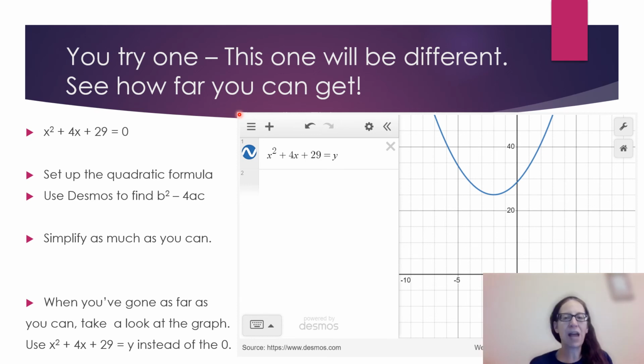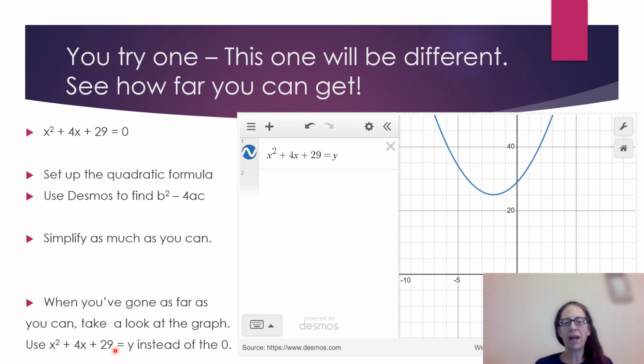So I want you to set up the quadratic formula. I want you to use Desmos to find the b squared minus 4ac. I want you to simplify it as much as you can. When you've gone as far as you can, I want you to take a look at the graph, but I want you to use a y instead of a 0. So I want you to write x squared plus 4x plus 29 equals y instead of 0.